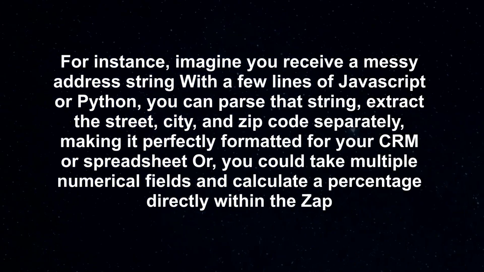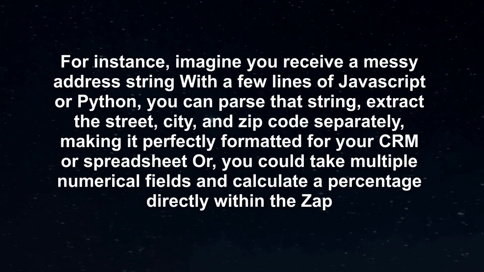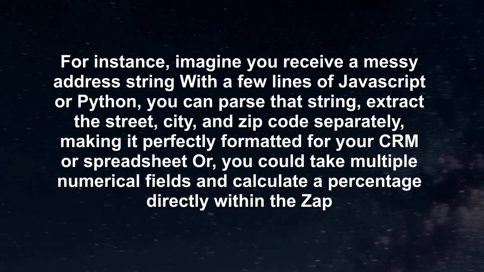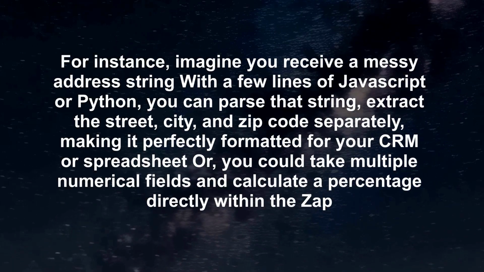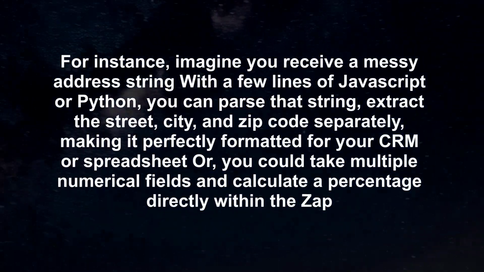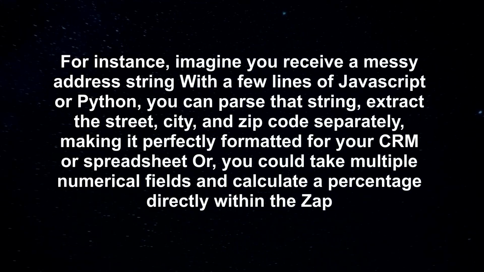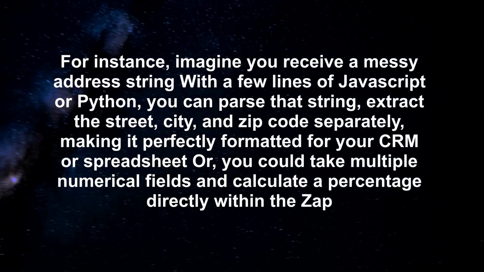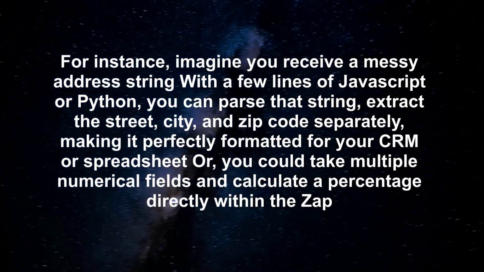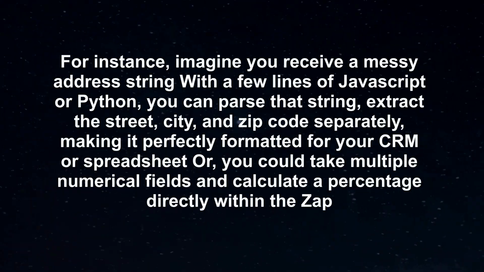For instance, imagine you receive a messy address string with a few lines of JavaScript or Python. You can parse that string, extract the street, city, and zip code separately, making it perfectly formatted for your CRM or spreadsheet. Or you could take multiple numerical fields and calculate a percentage directly within the Zap.